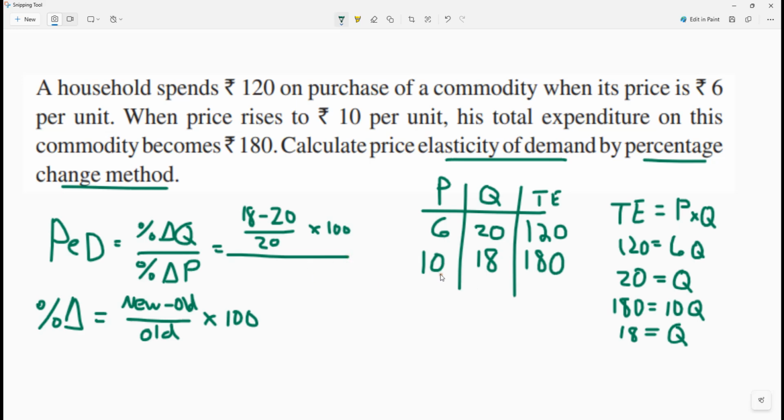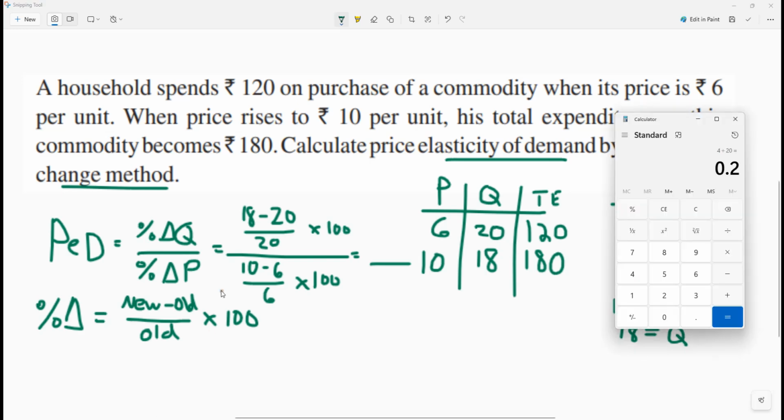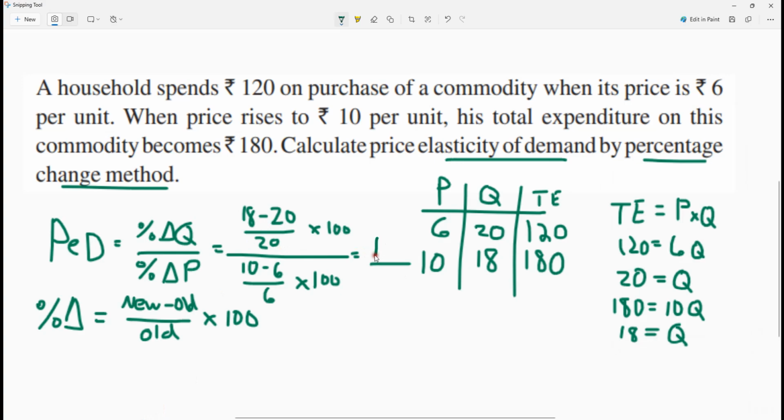And then we're going to do the same thing for price. So our new price is 10. Our old price is 6. And then we came from 6 times 100. And we get some percents. So this is 2 over 20. That's 10%. I didn't need my calculator there.